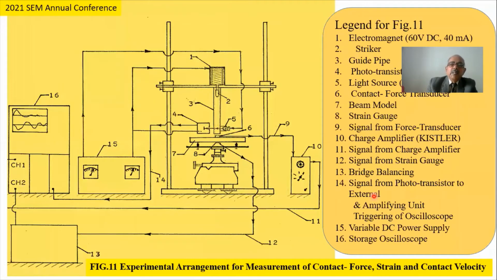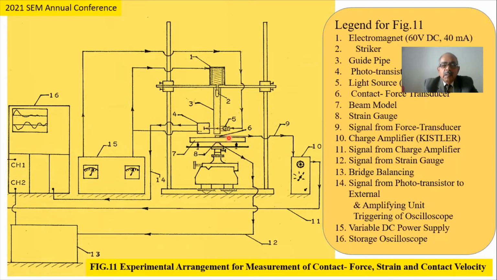And the second experiment is performed with the help of the storage oscilloscope, which is shown here, and this is the power supply. The guide pipe, which is carrying the electromagnet and the release of the striker, will pass through a light path. This is a DC volt light path, and the photo transistor will help to record the movement of the striker and the time taken by the striker to hit the model beam.